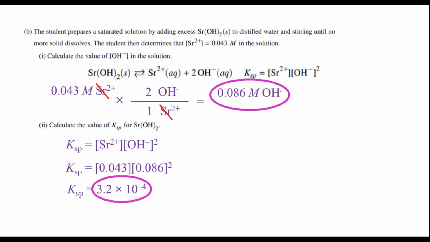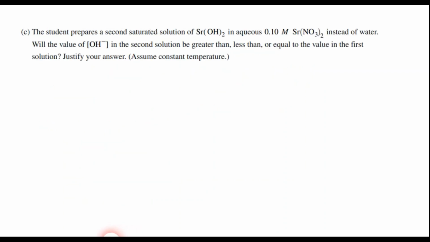The last question, part C, is about a second saturated solution of strontium hydroxide. But this time, instead of using distilled water, we already have 0.10 molar strontium nitrate in there. And so the question is, is the value of hydroxide ion concentration in this new saturated solution going to be greater than, less than, or equal to the value in the first saturated solution? And you need to justify it, and of course we're assuming constant temperature.